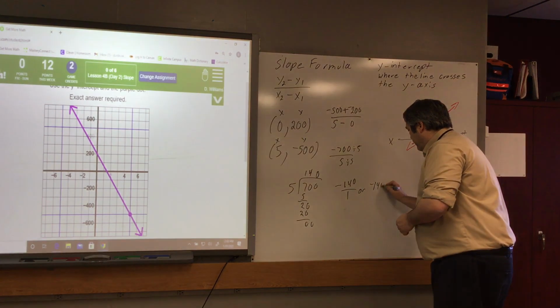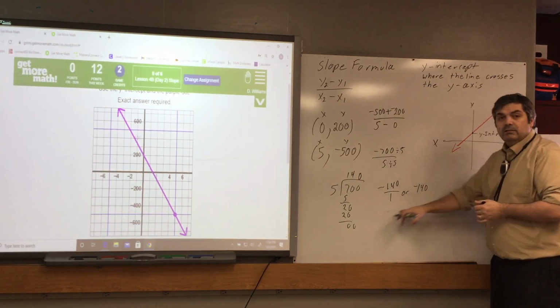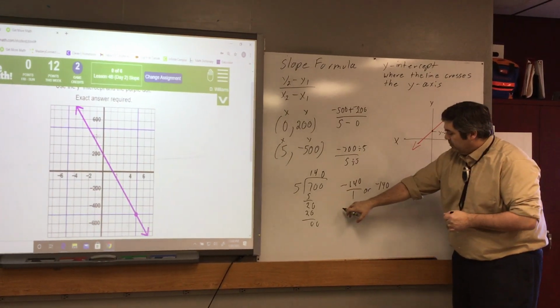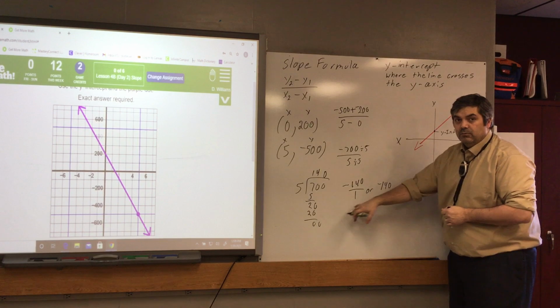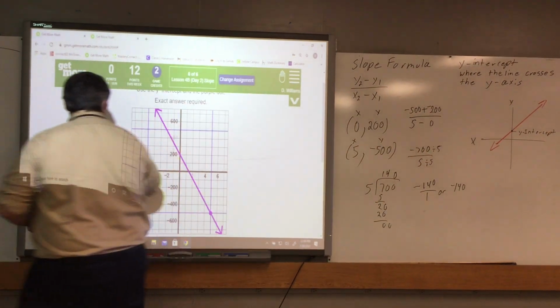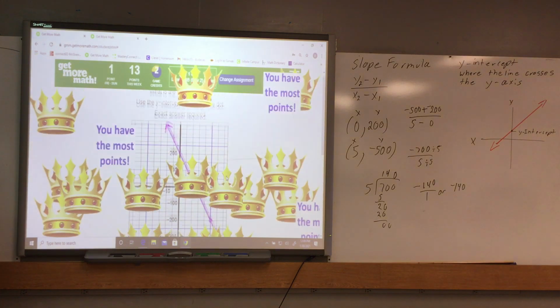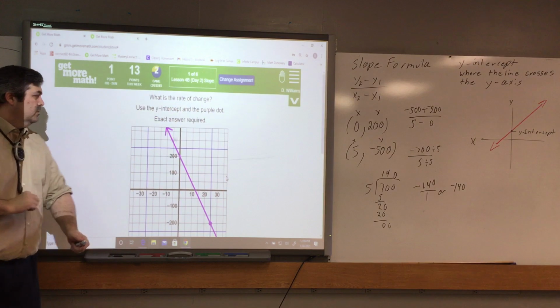negative 140. And I think Get More Math will take either one of these. It should. I'm going to plug this one in. I know it'll take this one. I'm going to plug this one in and see if it'll take this one. So. Yep. Yeah, it absolutely should take that.